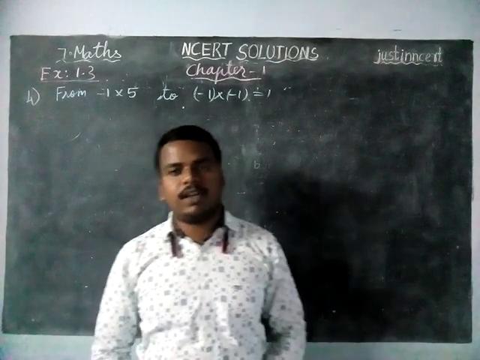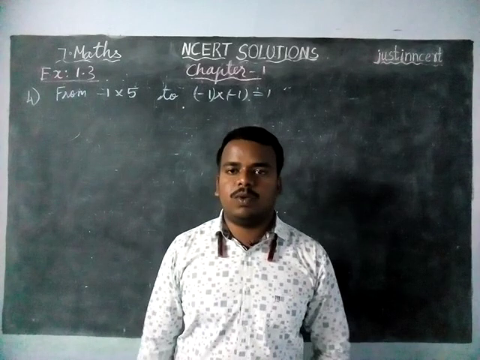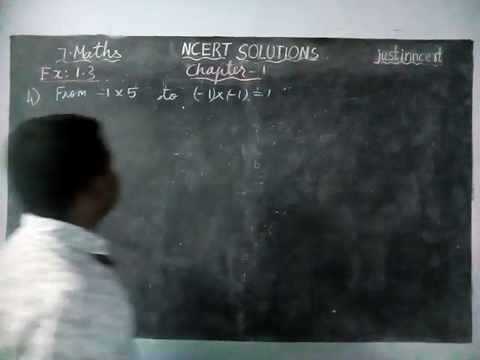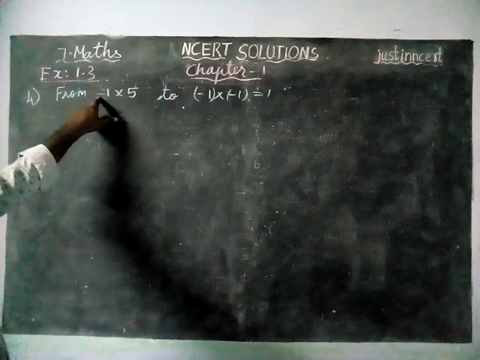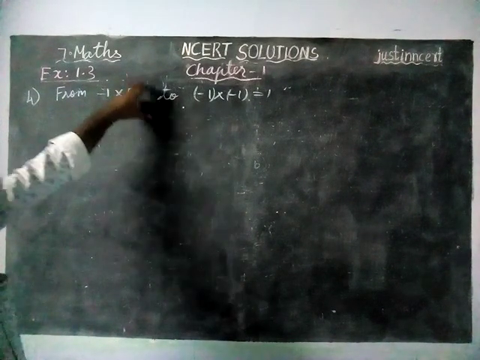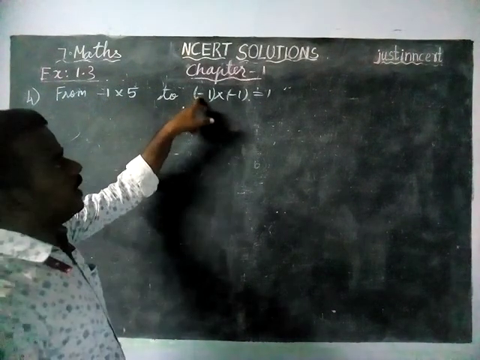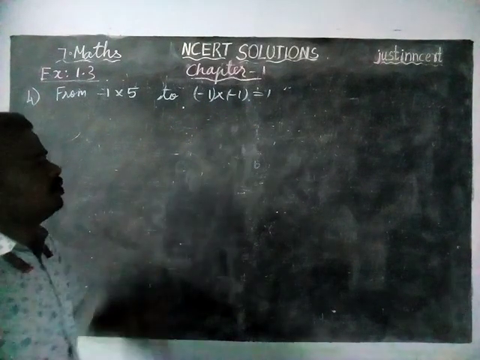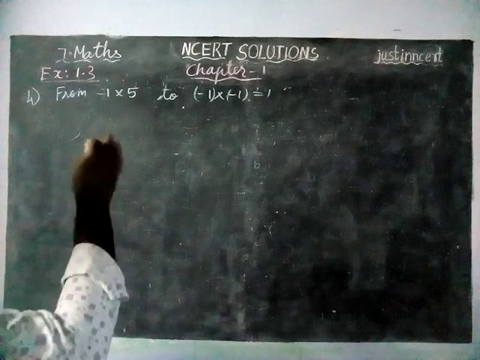In this video we are going to see 7th Standard Maths Chapter 1 Exercise 1.3, 4th question. Here they have given a starting number, minus 1 into 5, and finally we should get the answer minus 1 into minus 1. In some pattern, we can use any of the various products to form this pattern.